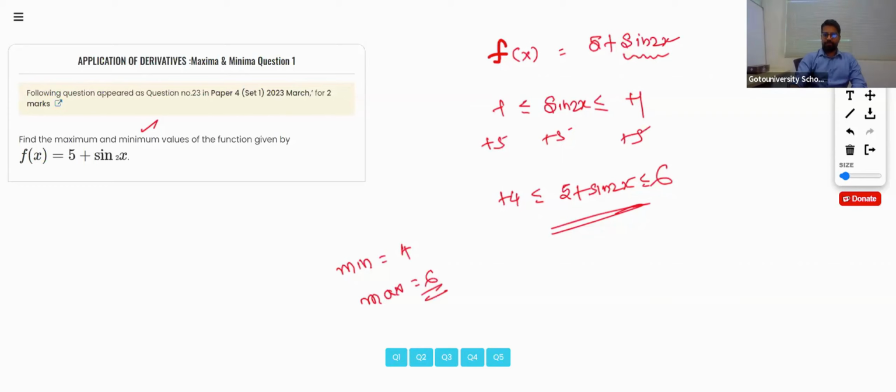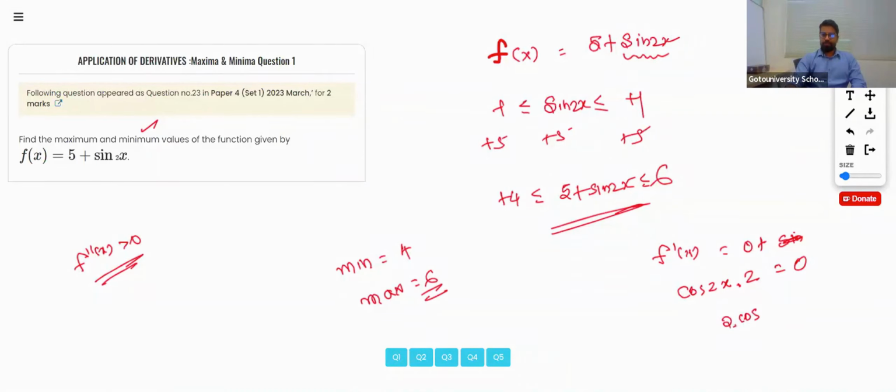By using differentiation, f dash of x is equal to what? 0 plus the derivative of sine 2x, which is cos 2x into 2, right? And what should I do? I should equate it to 0. I need to do the double dash also, so the double dash has to be positive. Let's come to that later. For now, this is 2 cos 2x equal to 0. That means cos 2x is 0.